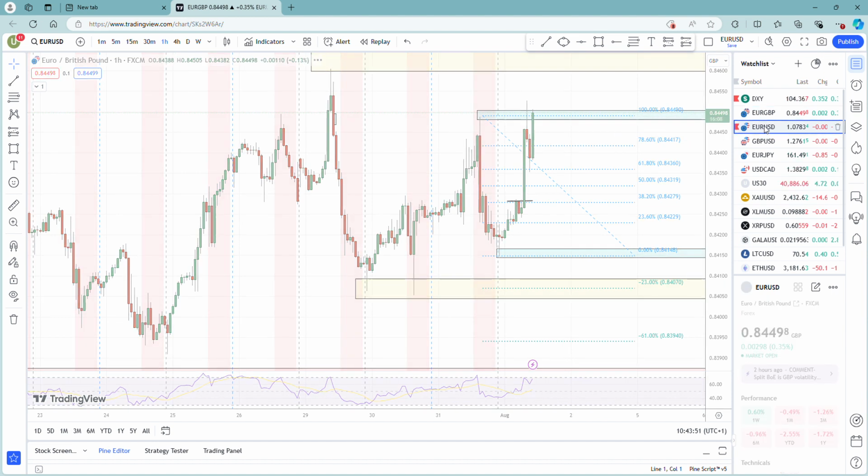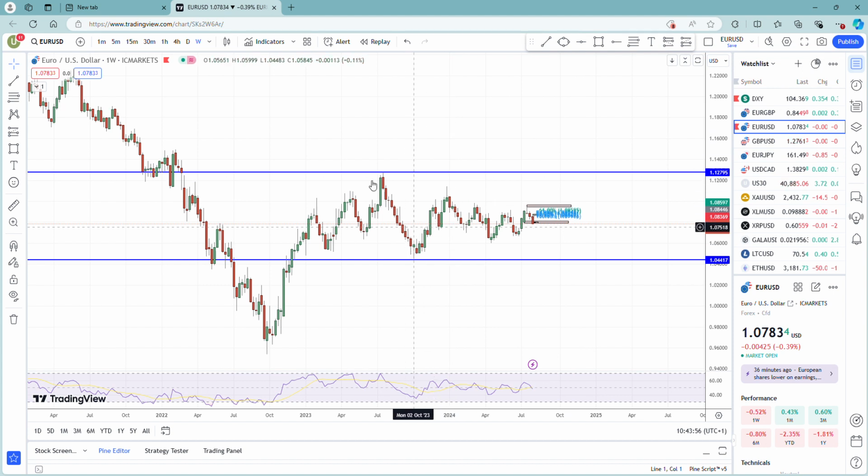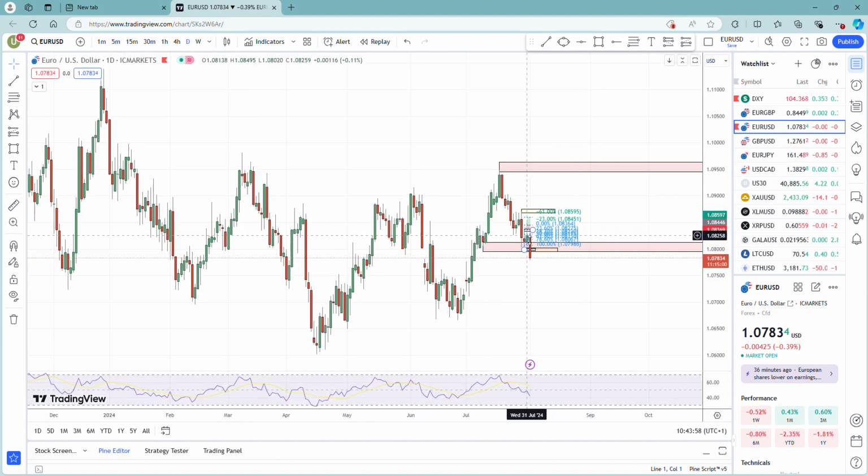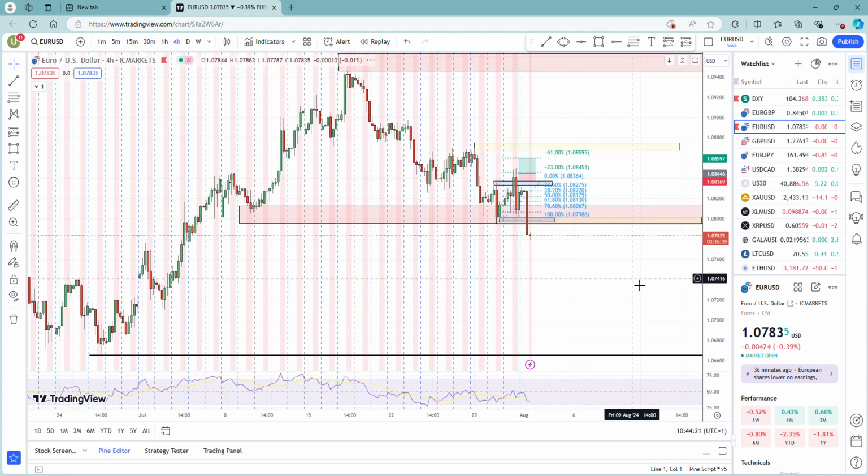Going to EURUSD. So start on the weekly. It's in between two levels. Daily, it's breached the daily support. It's potentially going to the next region here, which is this bit here. That's the next daily support. H4, there's your support and resistance.